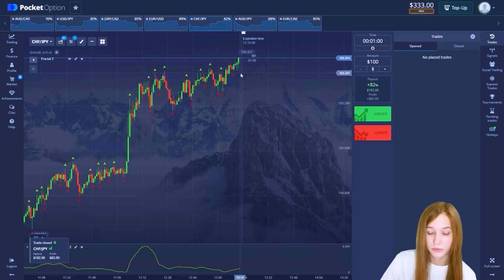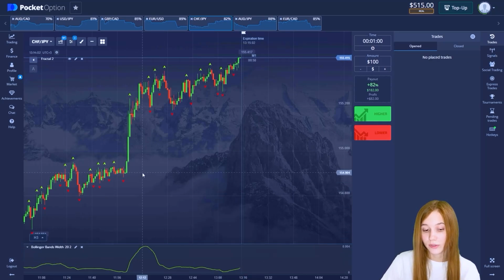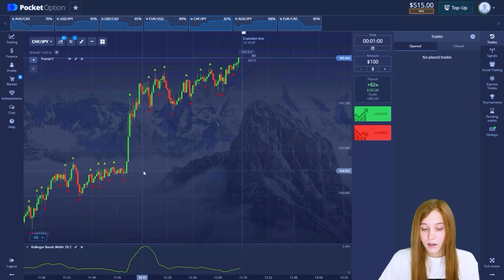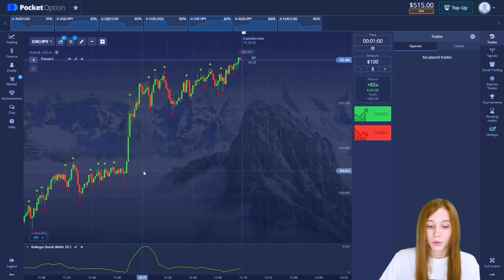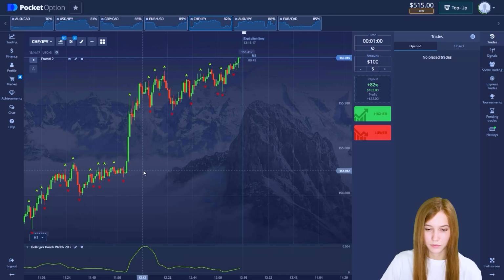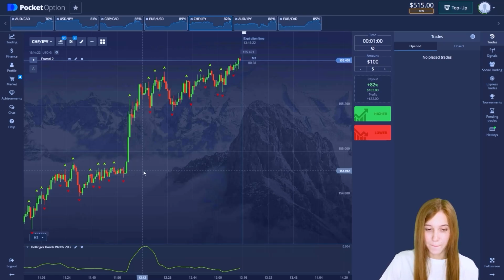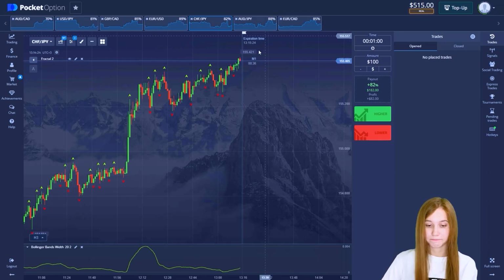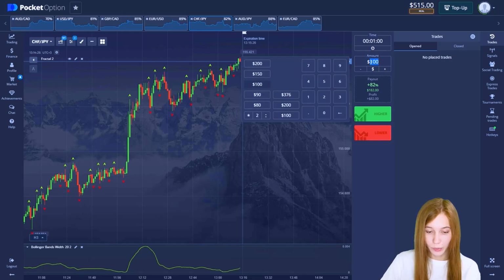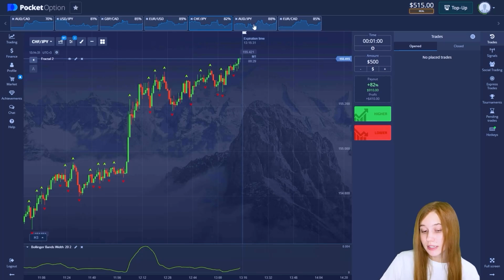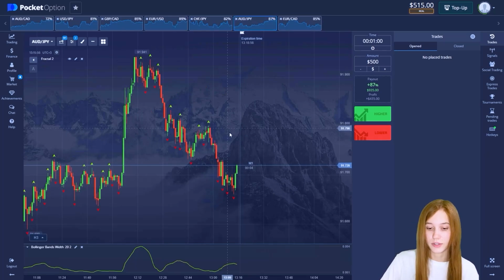Let's look at the chart. We see that growth is happening. As I said, the deal was plus $82, our profit. As I said, we opened correctly, and we have 2 more concept paths. Let's increase the deal amount to $500. Let's move on.